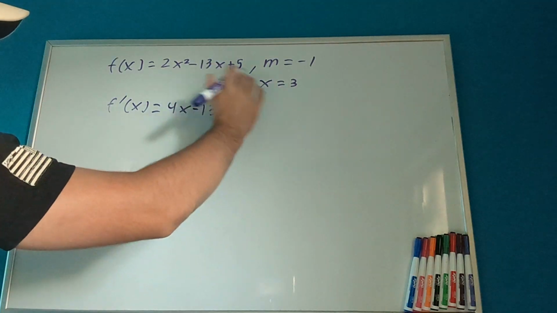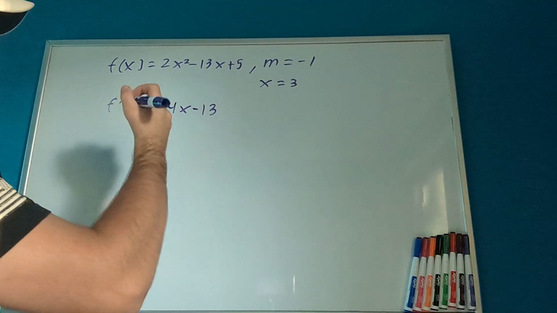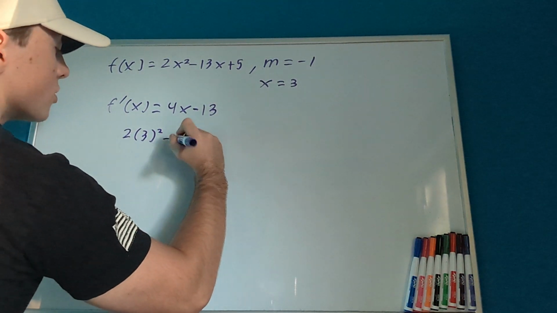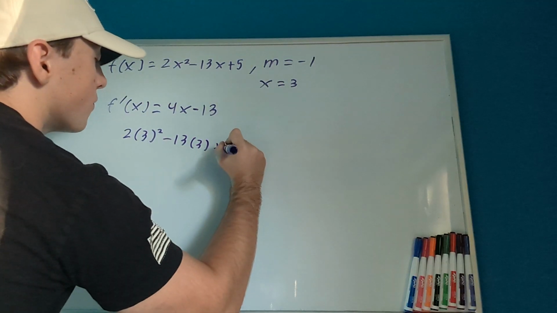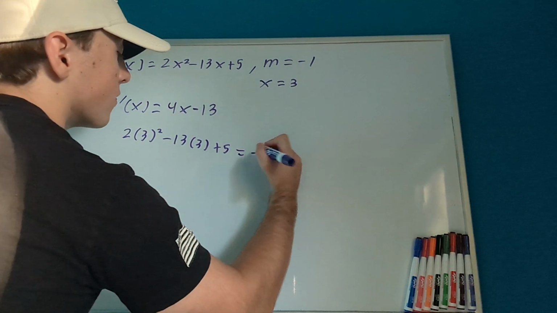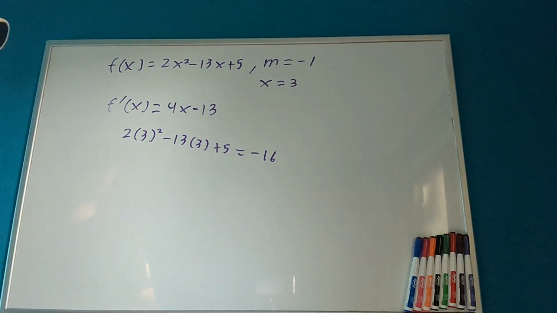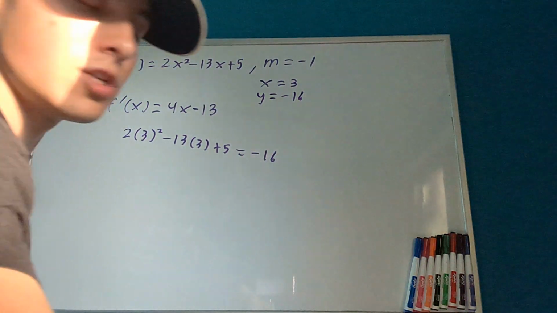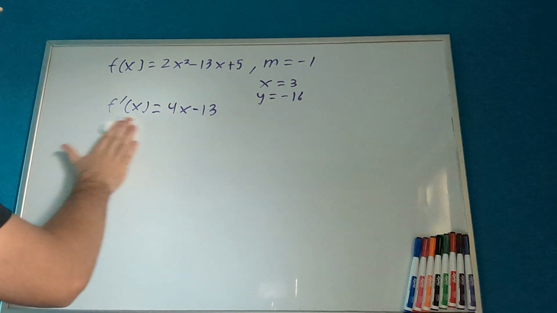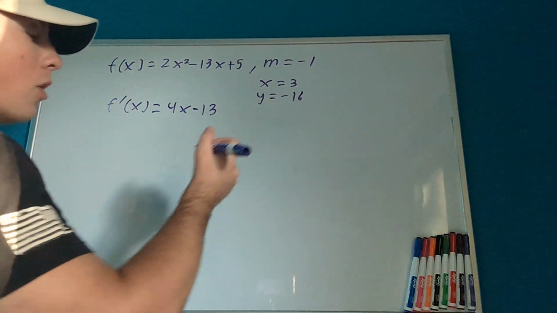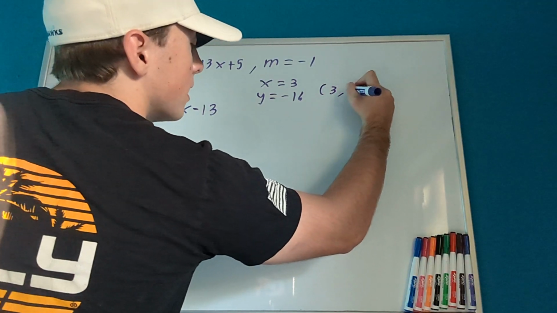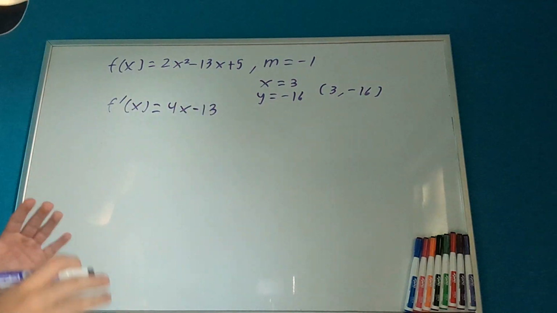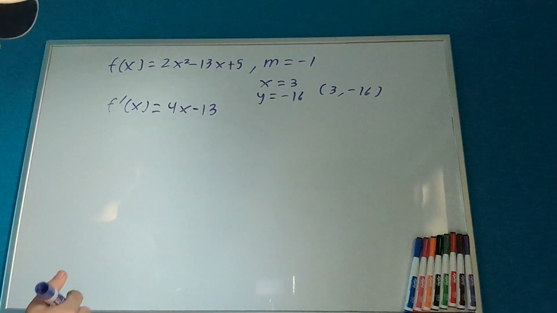All we do is take this x value and plug it into the original equation. So we get 3 squared minus 13 times 3 plus 5, and this will equal negative 16. You're welcome to do that math yourself, or you can just take my word for it. So y equals negative 16. Let's erase this. Here we know our point now. At the point (3, negative 16), the line tangent to the graph will in fact have the slope where m equals negative 1.